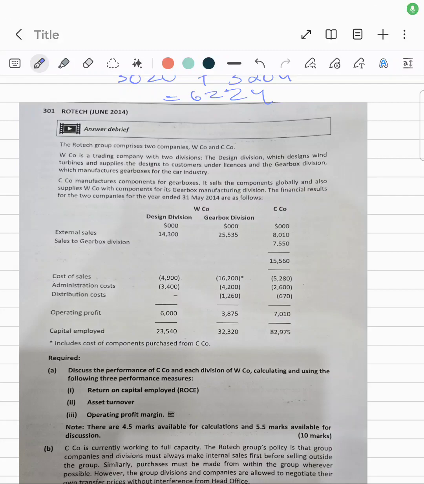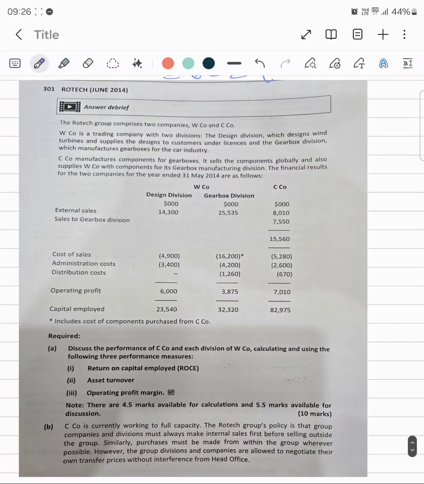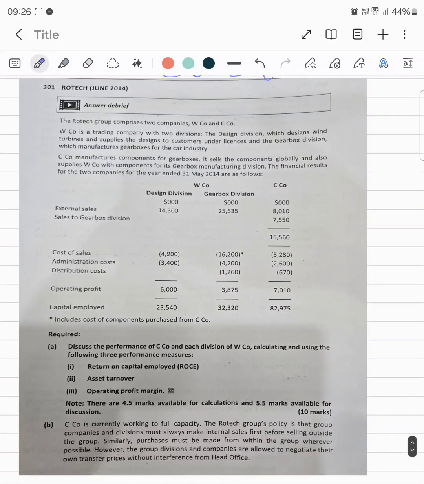Everyone, this is Rotech company's question from performance management. I have just copy pasted this question from the book. You can please take some time and read it.